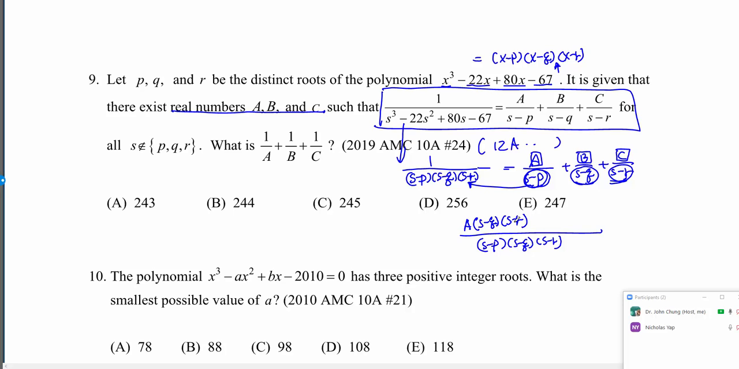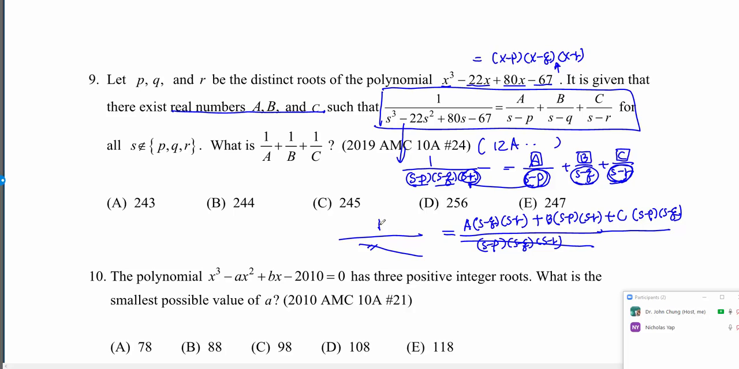What about B? S minus Q is already there, so it's just multiplied by S minus P and S minus R. Now C already has S minus R, so just multiply S minus P and S minus Q. That's it. Now compare. This is the same common denominator, and the numerator is still 1.